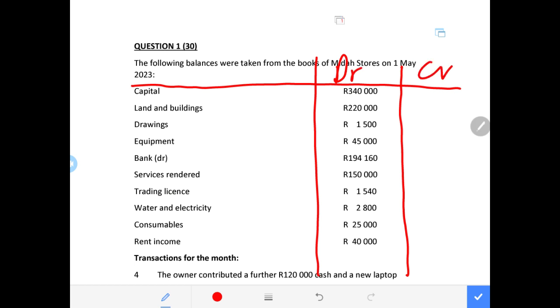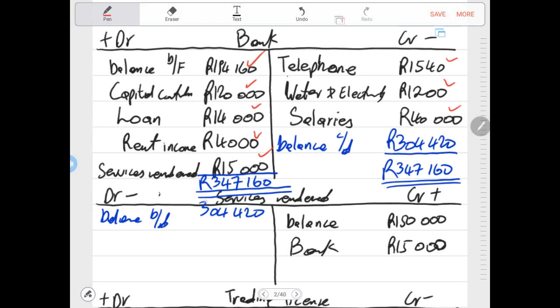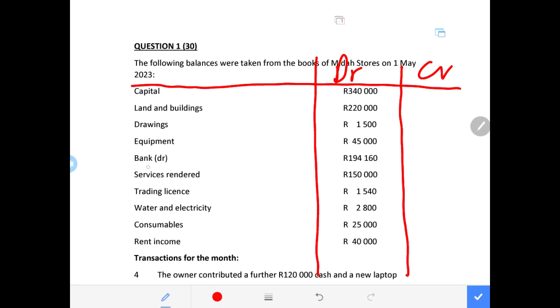So what do we do in the trial balance? We take the ledger account and say, the bank has a debit balance at the end of the year. We take that bank balance of 304,440. We come to the trial balance, we say bank, and under bank we write 304,440. That's what we do.